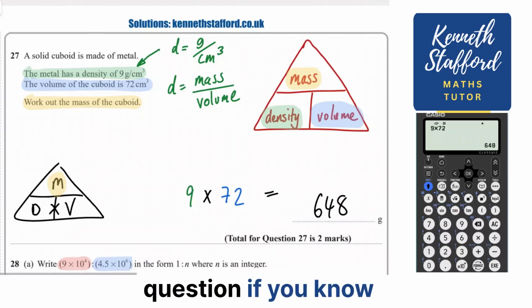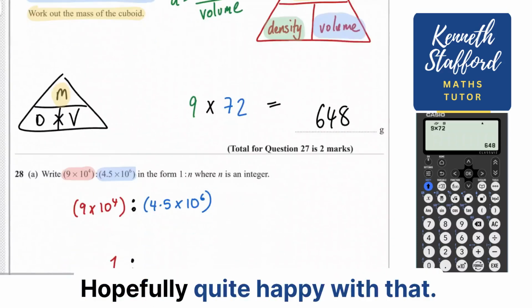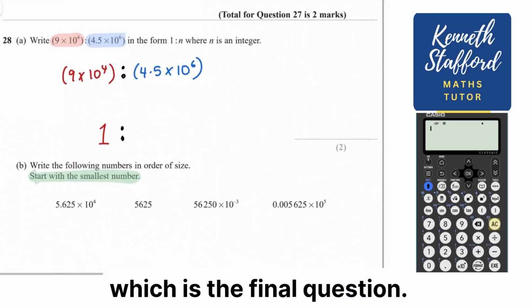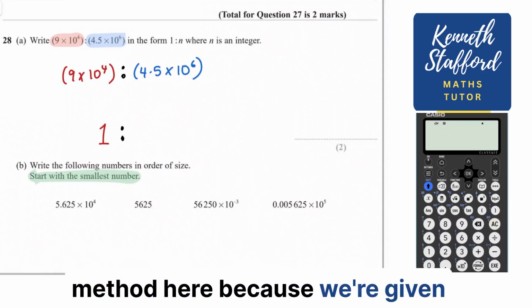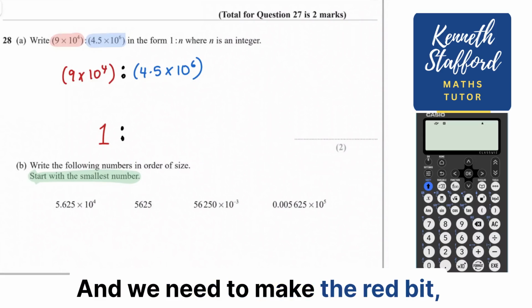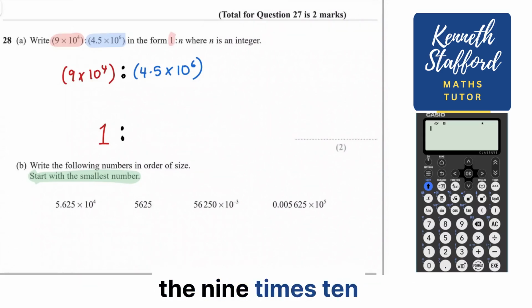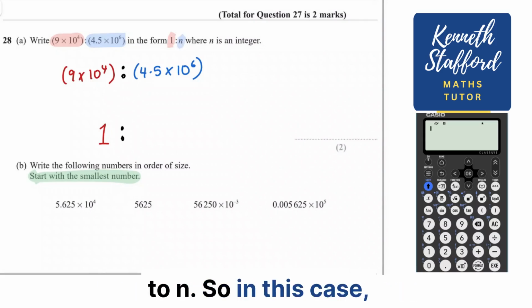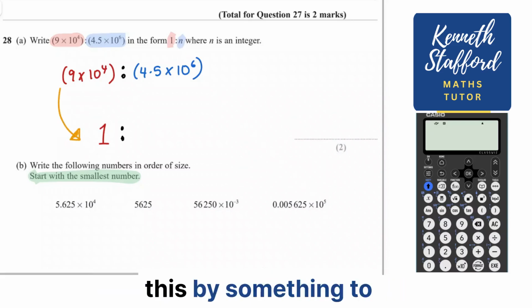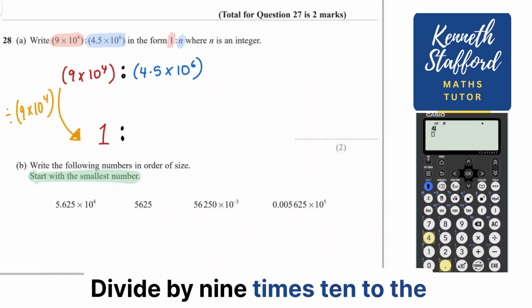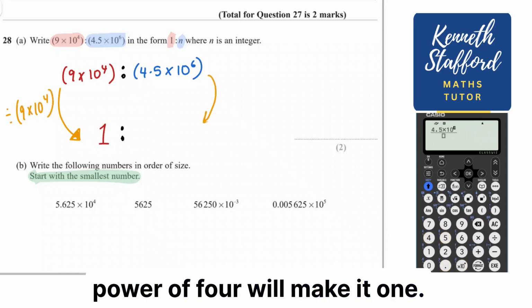We're on the penultimate question. If you know the formula, hopefully quite happy with that. And then on to 28, which is the final question. Again, we're going to use the unitary method here because we're given a ratio in standard form, and we need to make the red bit, the one on the left, the 9 times 10 to the 4, 1. So we need it in the form 1 to n. So in this case, what you need to do is divide this by something to make it 1. Well, if you've watched this video, I've probably done this about 8 times. Divide by 9 times 10 to the power of 4 will make it 1.